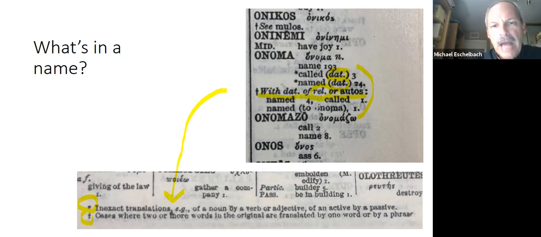So you want to go to the back of Young's, and you're in the back of Young's. So you know that you can look up the word name in the front part of Young's, and you'll find 193 citations. You should also then go to called in the front part of Young's, and you'll find 3 instances where this word occurs. You should go to named, and you'll find, look at this, is significance, 24 times.